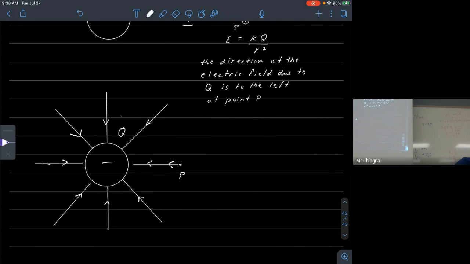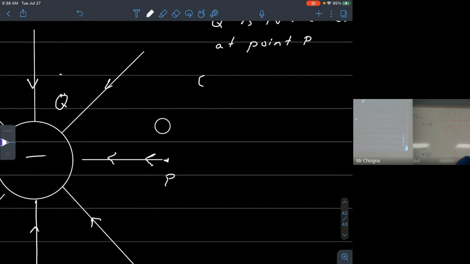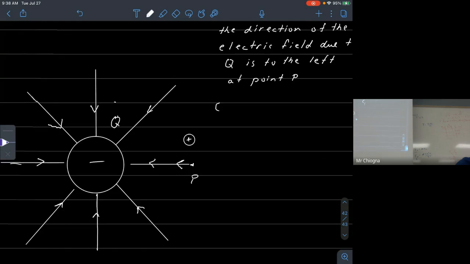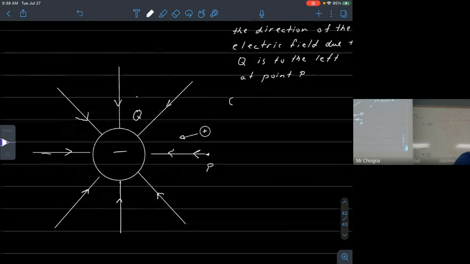Okay. Again, I drew these arrows inward. Why? Because a small little positive charge, it's always got to be a small positive charge. It's small so it doesn't affect big Q, doesn't push it out of the way. We're always interested in which direction it would experience a pull or a push. Small positive charge would be attracted inwards, so that's the direction of the field.